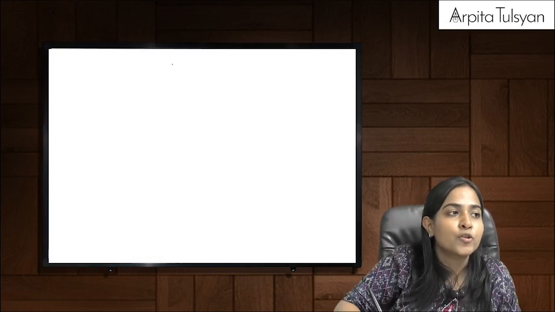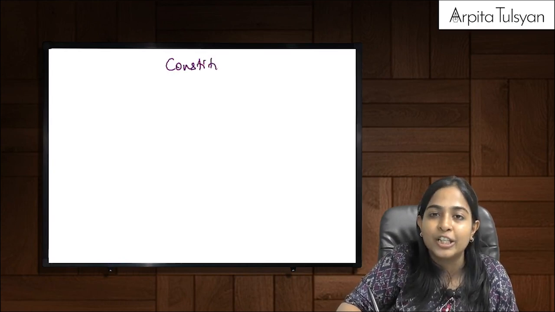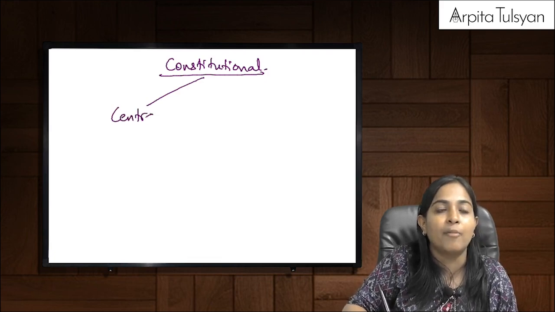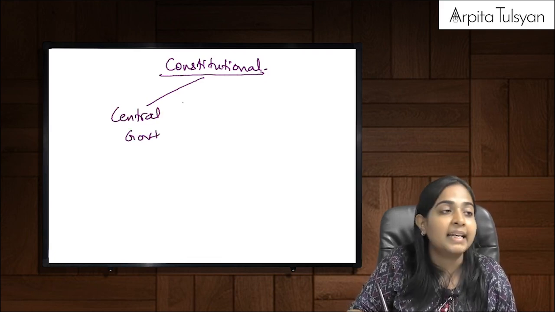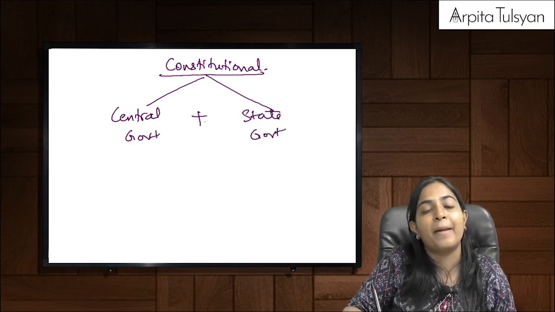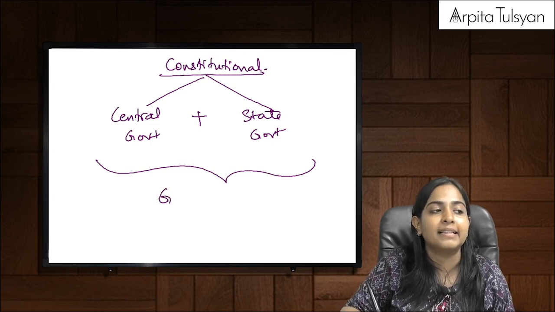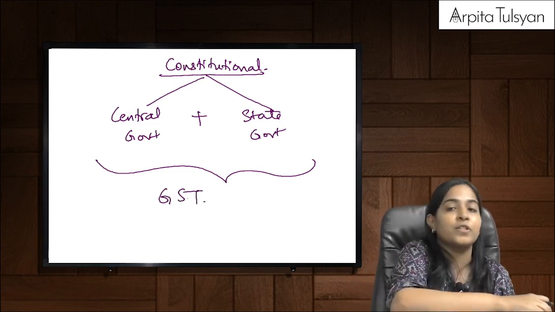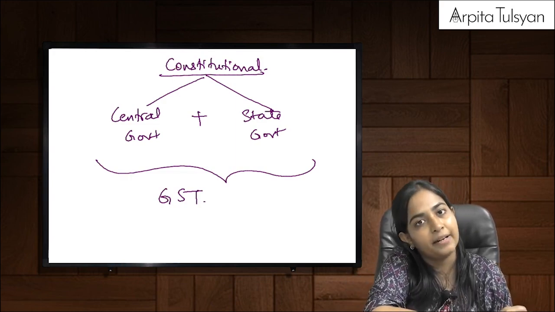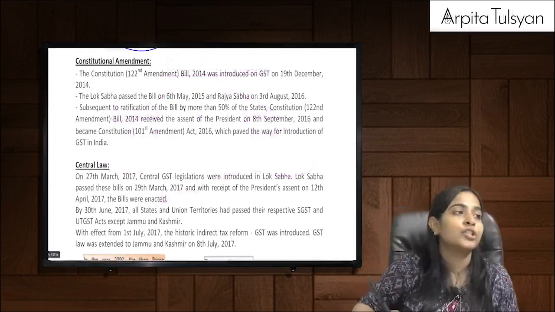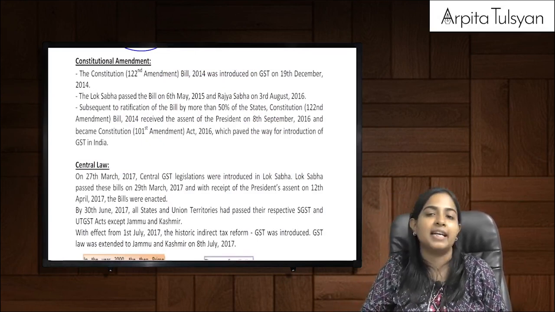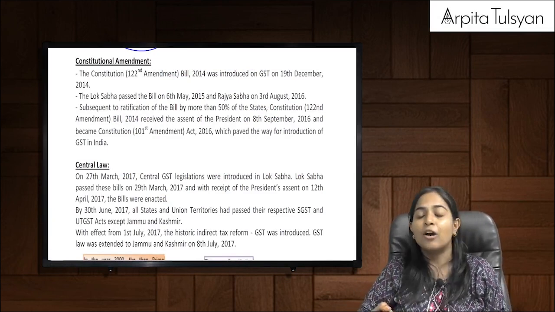Because of the constitutional amendment, now both central government as well as state government have the powers to collect GST. And this was possible only because that constitutional amendment was done. Now ma'am, to do a constitutional amendment, can we say we'll have to pass a constitutional amendment bill? Answer is definitely yes, we will have to pass a constitution amendment bill.